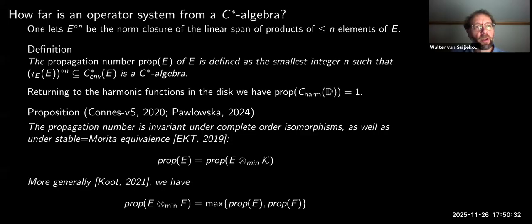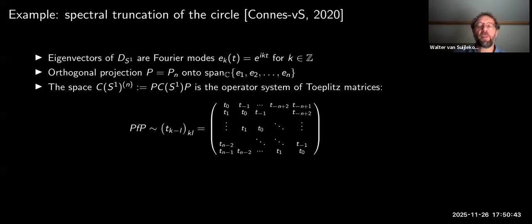Okay, so that's, say, the preparation. Let's dwell into an example, which is S1, the circle. And so let's look at spectral truncation. So that's the first class of examples. And then what we find is, it's like doing Fourier theory with a finite number of Fourier modes.